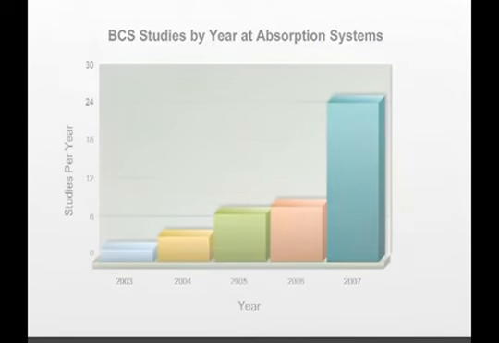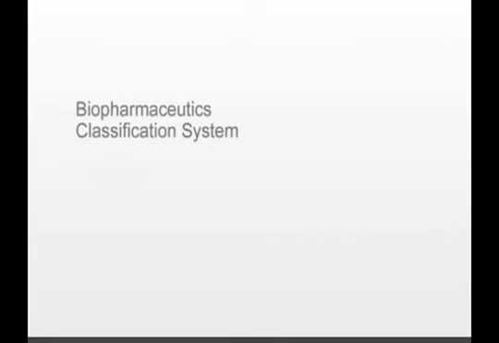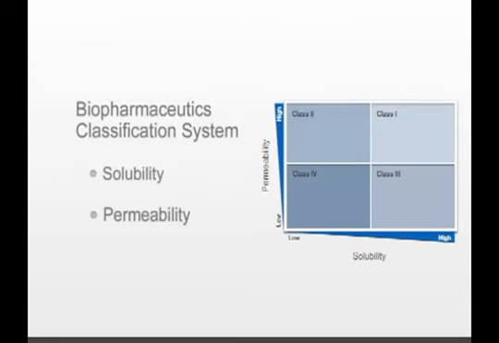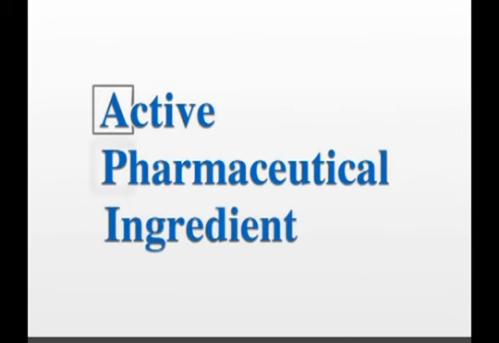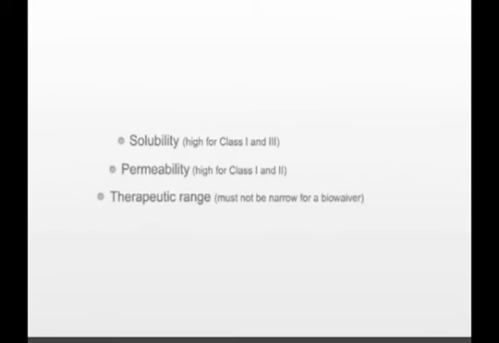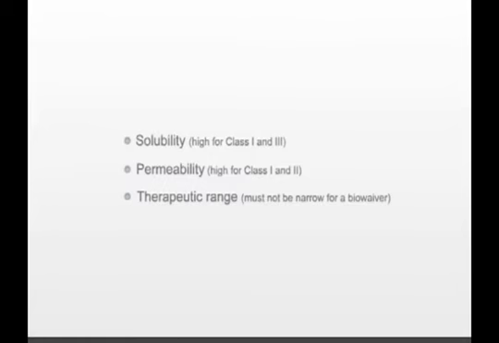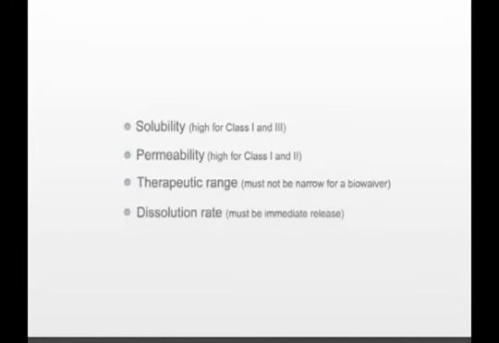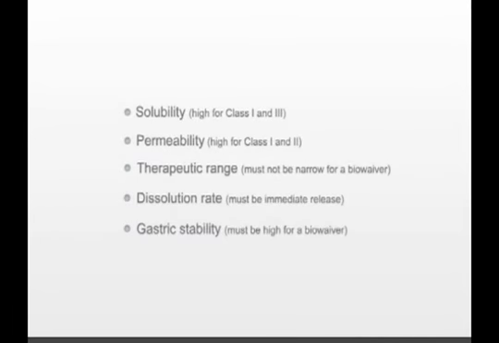Now let's look at the BCS process. The BCS categorizes drugs based on their solubility and permeability. As you know, the criteria for biowaiver consideration require that an active pharmaceutical ingredient, or API, be in an immediate release solid oral dosage form and not have a narrow therapeutic range. The sponsor is responsible for providing data on the dissolution rate of the formulation, stability in gastric and intestinal fluids, and the therapeutic index of the drug.